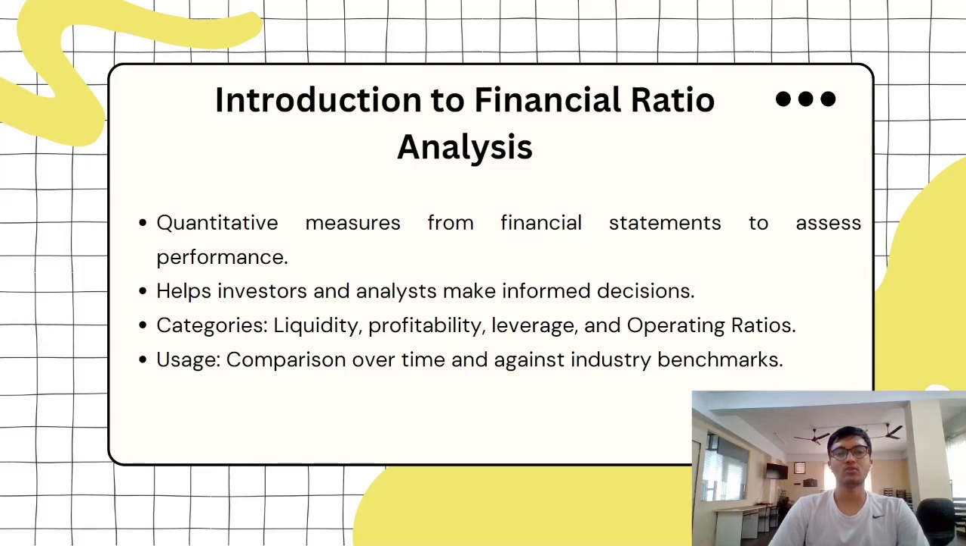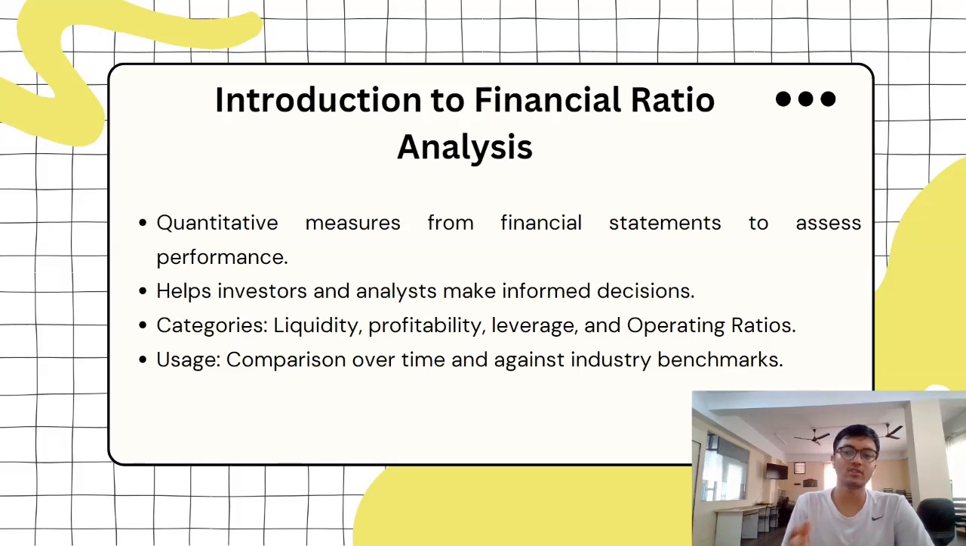In order to quantify financial statements, we use financial ratios, and it helps investors and analysts make informed decisions. You can compare a company with its peers when you're looking at the ratios. Like, okay, this is the operating profit margin of Bajaj Auto. I will compare it with TVS. Let's say I will compare Maruti's operating profit margin with Tata Motors.